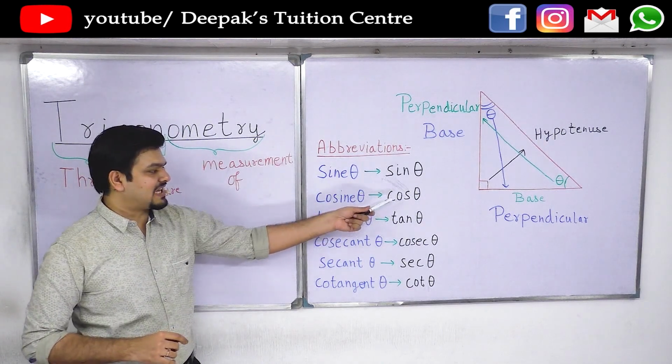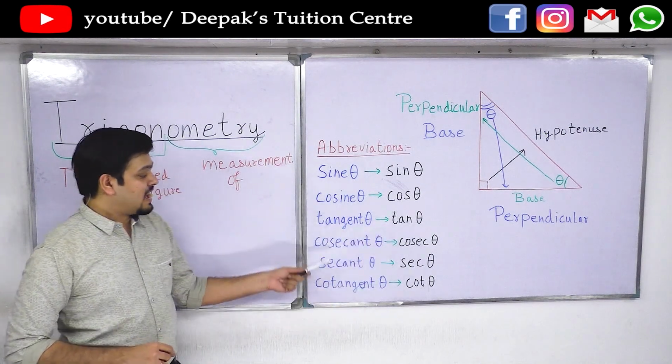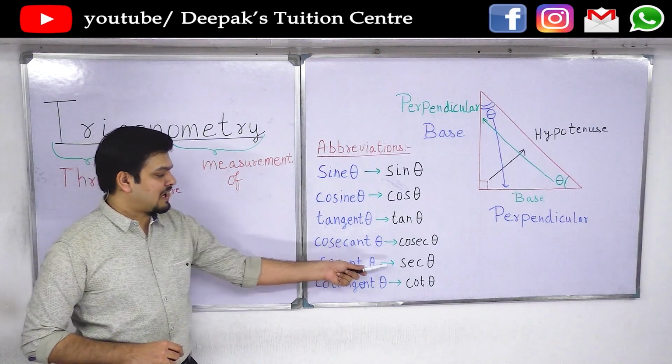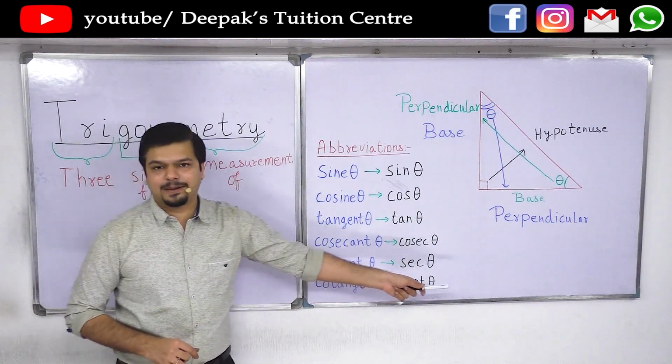Cosine theta is pronounced as cos theta. Tangent theta is pronounced as tan theta. Cosecant theta is pronounced as cosec theta. Secant theta is pronounced as sec theta. And cotangent theta is pronounced as cot theta.